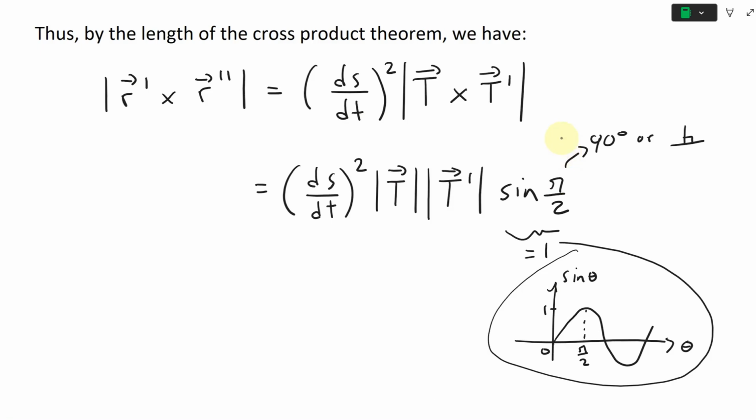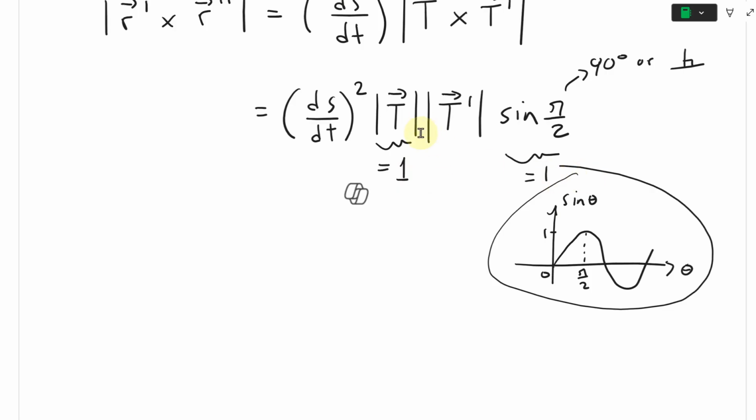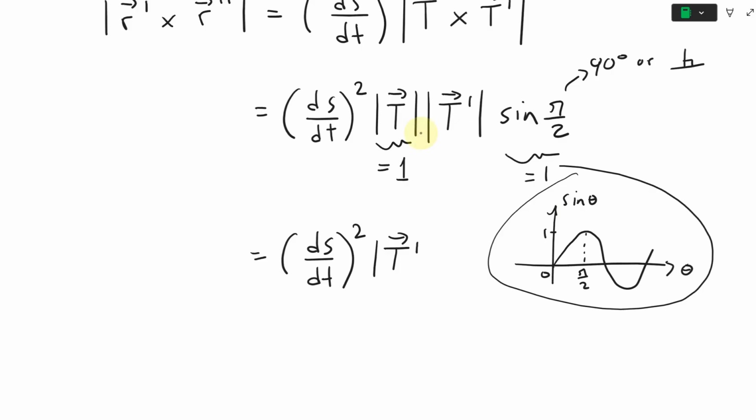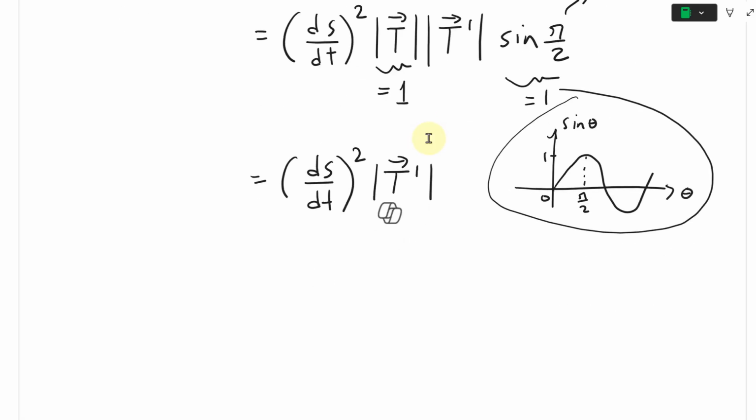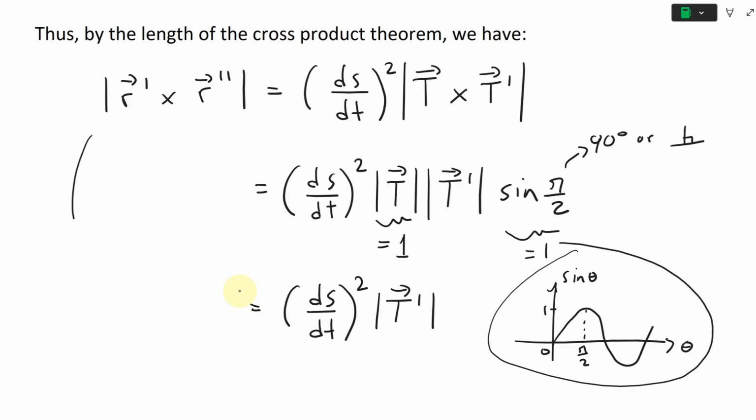Now this part right here, the length is just 1, because it's a unit tangent vector. The derivative doesn't have to be 1, so just leave it like that. So in other words, this whole thing equals ds over dt squared times the length of capital T prime. All right, we got that. So now this equals the magnitude of the cross product of the derivative of the vector function with the second derivative.